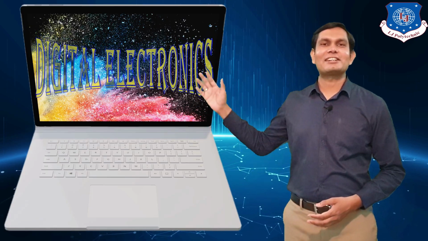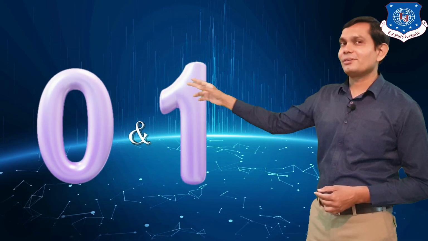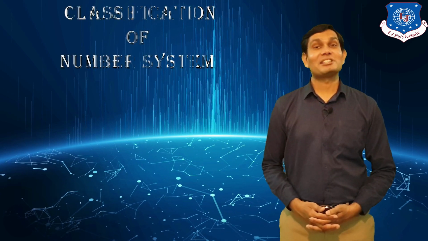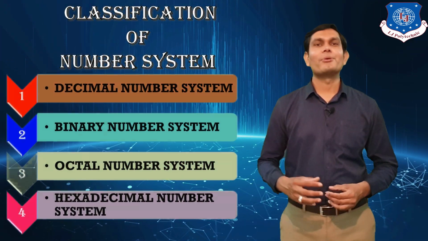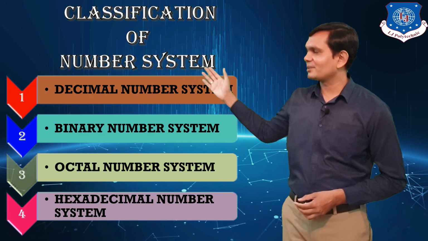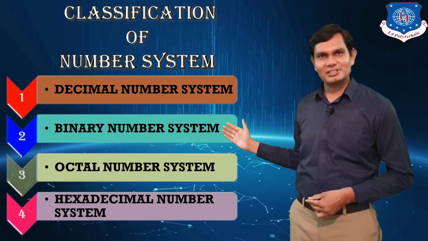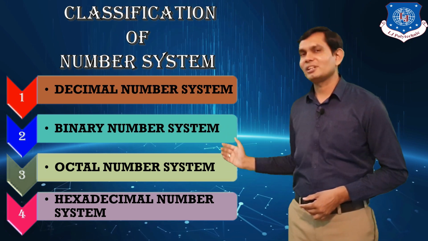Here we will learn about digital electronics, and for digital electronics only one language is supported, that is called binary language, and in binary language there are only two characters, that is called 0 and 1. See here, 0 and 1 are also known as digital bits, 0 bits and 1 bits. In digital electronics, number system is classified in 4 types. First one is decimal number system, second one is binary number system, third one is octal number system, and fourth one is hexadecimal number system.